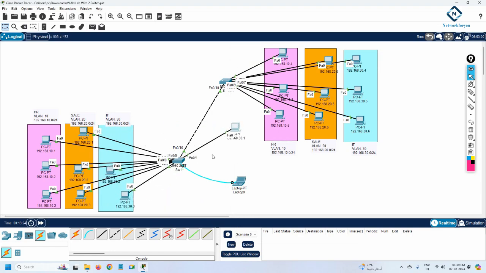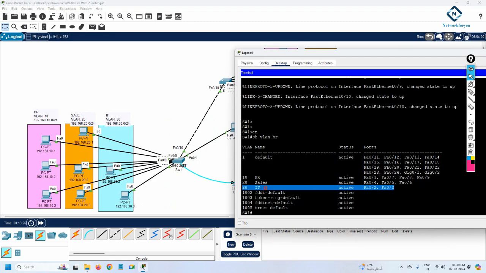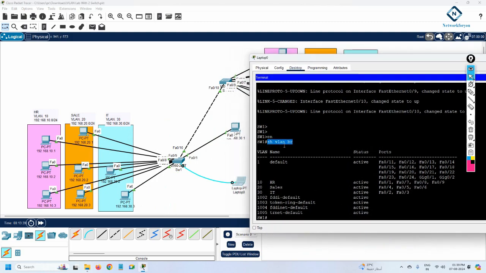in that VLAN. Because if you see here, by this command, show vlan brief, we can check how many VLANs we have, what the name of each VLAN is, and which interfaces are assigned to that VLAN. But when we check here, the interface FastEthernet 0/1 is not present in VLAN 30.